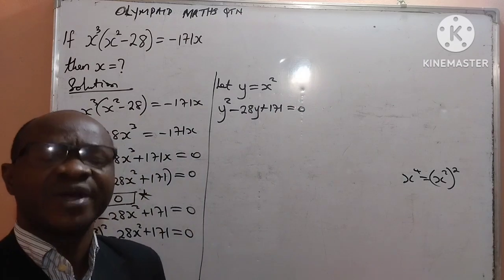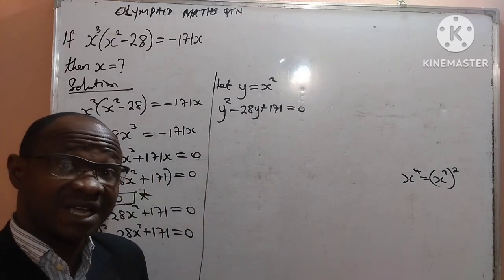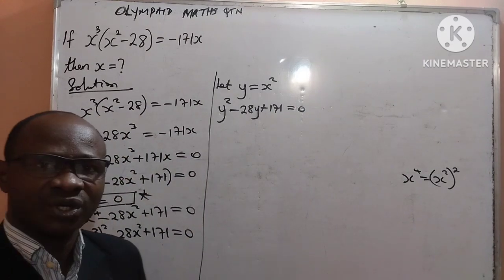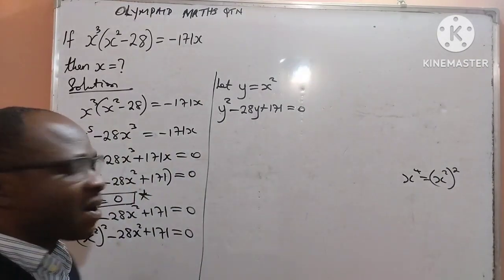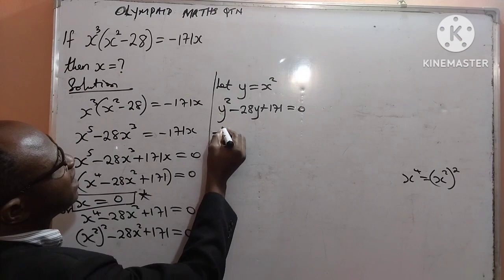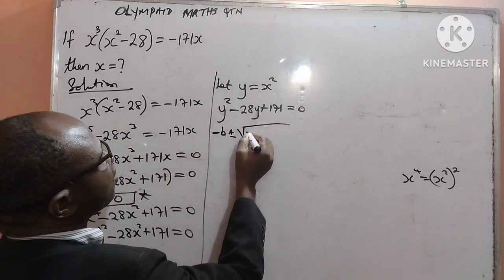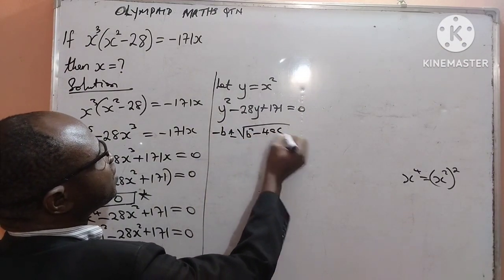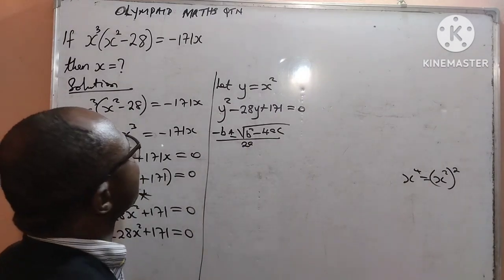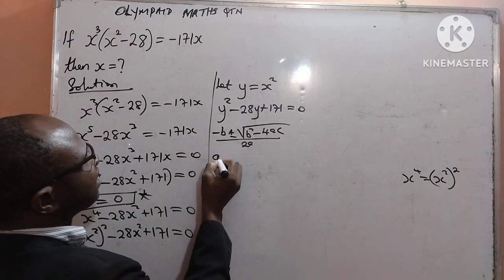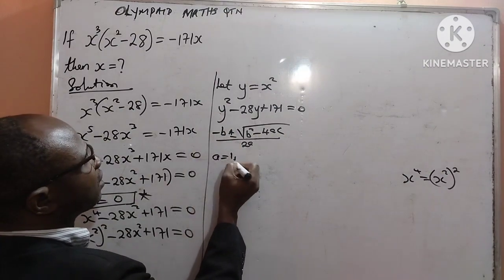Looking at it the way it is now, you can agree with me that it has become a quadratic equation. So we use one of the methods of solving quadratic equations to solve that. Let us go by the quadratic formula, which says minus b plus or minus the square root of b squared minus 4ac, everything divided by 2a. This is the quadratic formula. And from this formula, we have it that a is equal to 1.